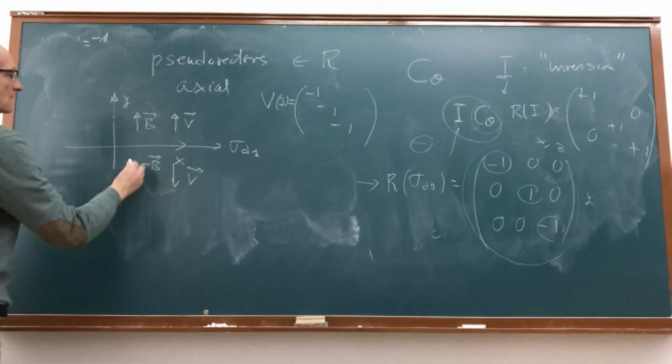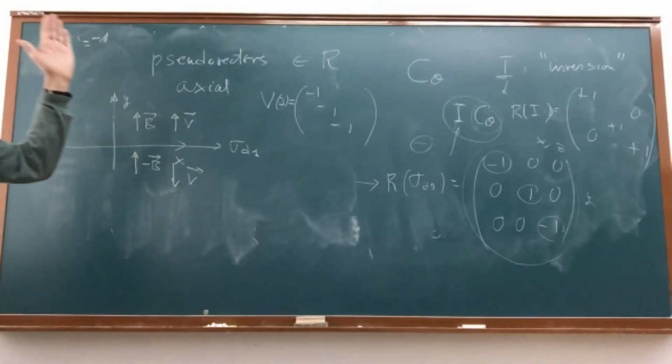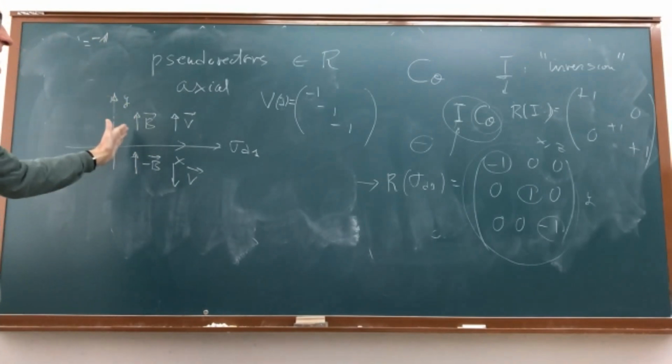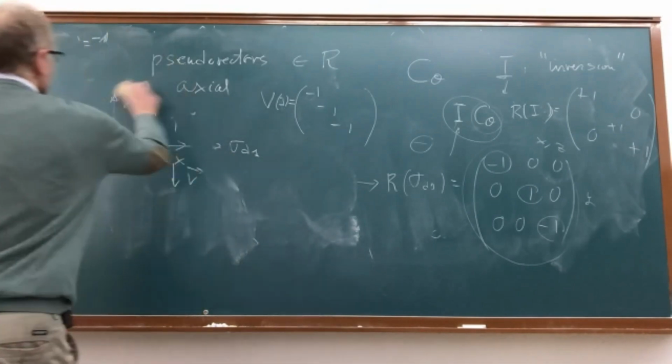Sorry, it becomes this. So for a magnetic field, when I reflect a magnetic field on a mirror which is parallel to the magnetic field, it changes sign. When it's perpendicular to the magnetic field, it doesn't change sign. And that's very easy to understand physically.